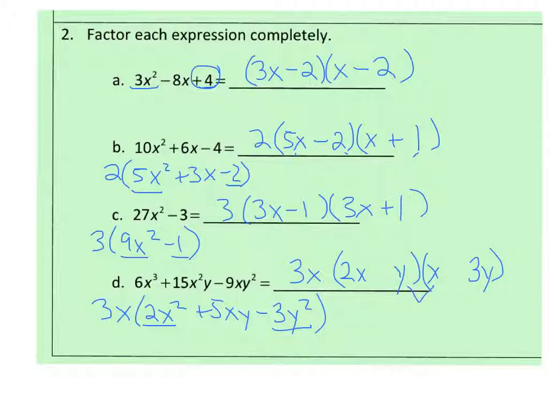My inside terms multiply to xy. My outside terms multiply to 6xy, and if I want them to add to 5xy, I need my 6xy to be positive and my 1xy to be negative. So I put a minus here and a plus there. And there you go.